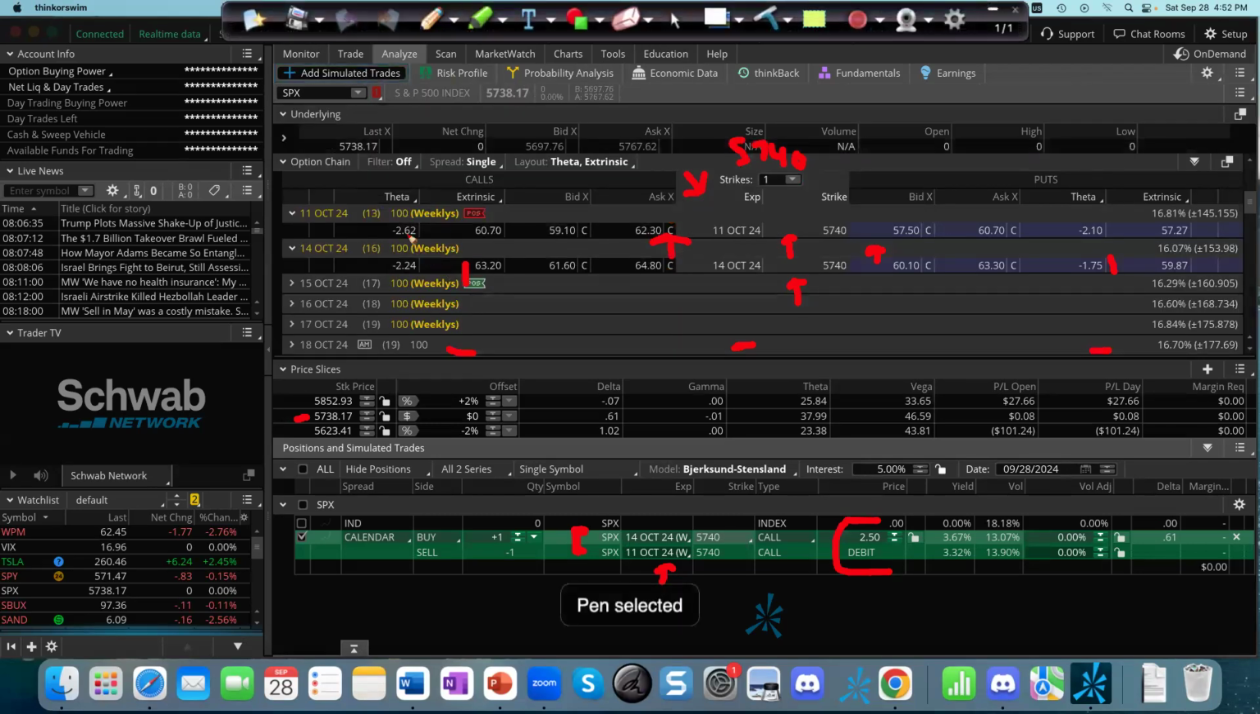But when you look at the calendar here, how do you make money? Even though there's more extrinsic value in your long, your short, because it only has 13 days to expiration, is decaying at a rate of $2.60 a day, and your long is decaying at 2.24, and that will pick up as you get close to expiration. So your shorts are going to decay by more than your longs.